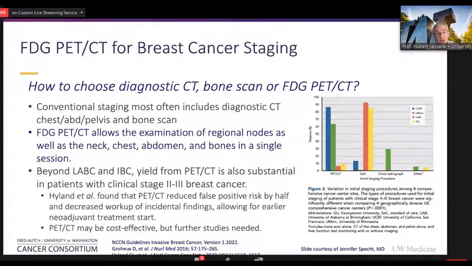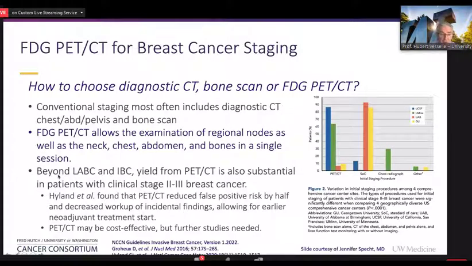Well, the conventional staging most often includes diagnostic CT of the chest, abdomen, pelvis, and a bone scan. FDG PET-CT will allow the examination of regional lymph nodes as well as the neck, chest, abdomen, and bones in a single session. So if you know the primary tumor is hot, or if you have a node at the time of recurrence that is obviously hot, you know you have a sensitive study, and you probably don't need a contrast CT or definitely not a bone scan.